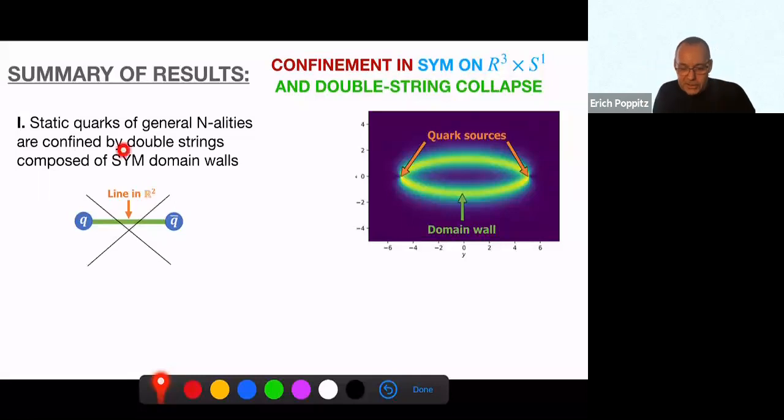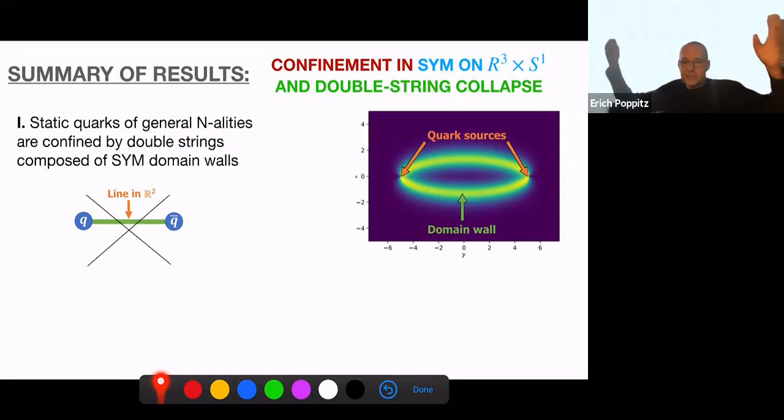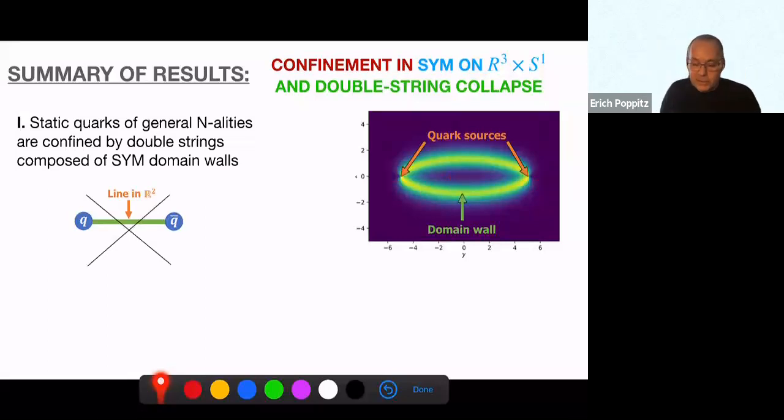So the first result is this: if you consider static quarks of general N-alities, so you can consider fundamental, anti-symmetric, whatever, they are confined, but the strings are not lines in R2. Rather, the strings are double objects, which we call double strings. This theory turns out to have a number of vacua, which I will review. There is a given vacuum outside and a different vacuum inside, so there are two domain walls that form such a configuration. This is how the confinement mechanism proceeds. I will explain that in great detail. I just want to mention one thing.